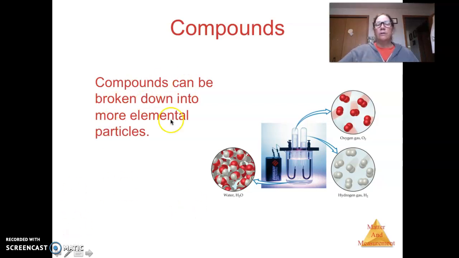Just to reiterate, here's a compound. A compound and an element are pure substances. The difference between them is you can break a compound down into elements, but you can't break an element down anymore. Okay, so just kind of a review from what we talked about in the last part.